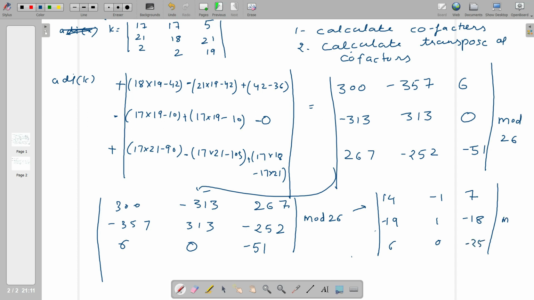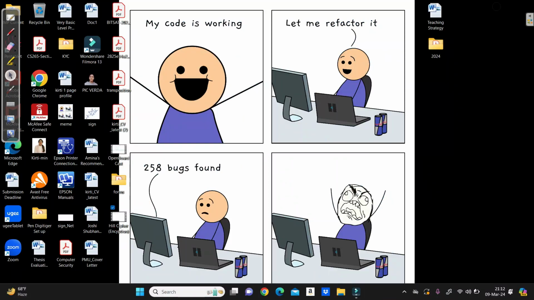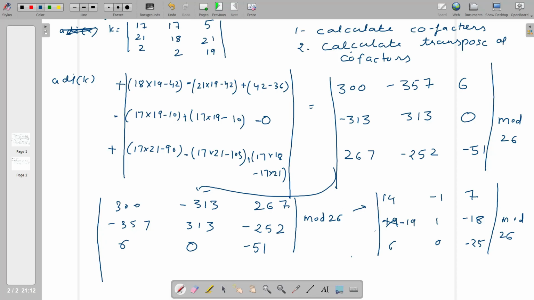Again, this is a mod 26 operation, and because this is a mod 26 operation, we are not going to consider this as minus 19. We are only considering positive numbers, so we will convert these negative numbers into positive. How can we do that? We can convert them by adding 26 to each number. So let me write it out.